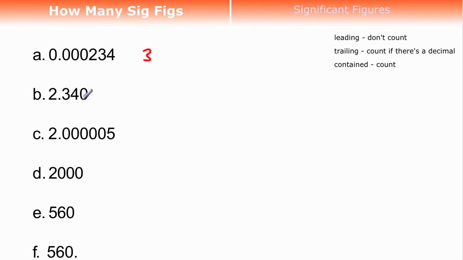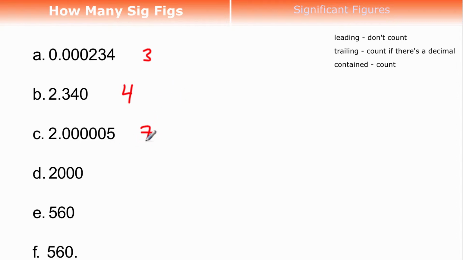This one here, I've got a trailing 0. There's a decimal, so this one counts. So this would be 4. Here's another one. These ones are contained zeros. So contained always counts. So it'd be 1, 2, 3, 4, 5, 6, 7 digits there that are significant.